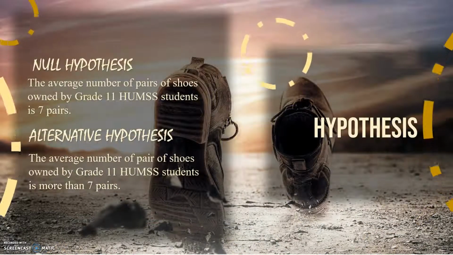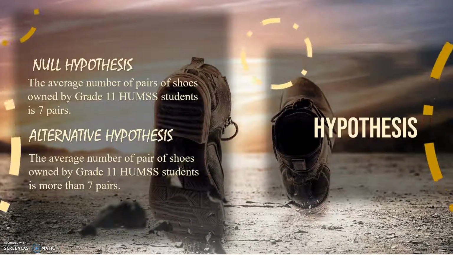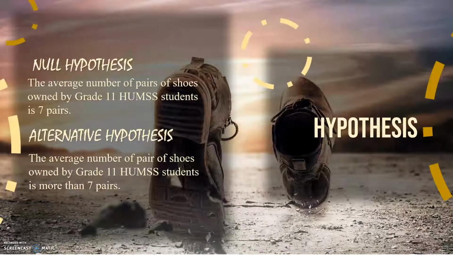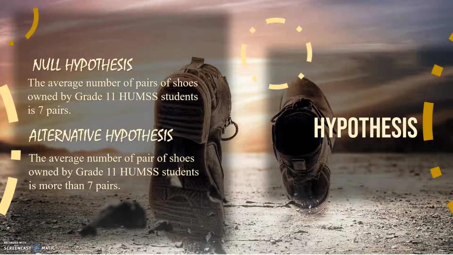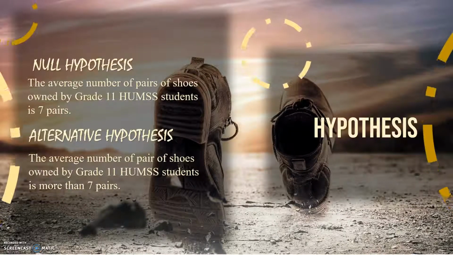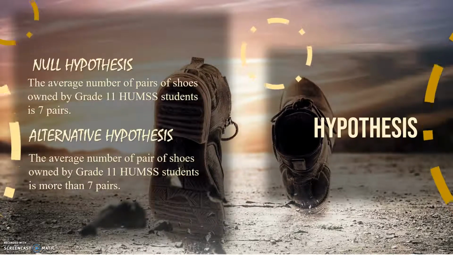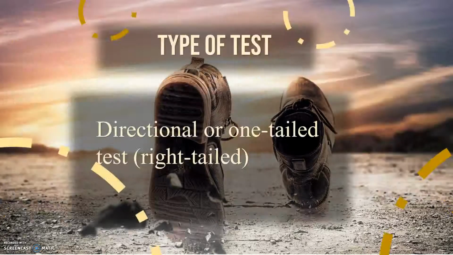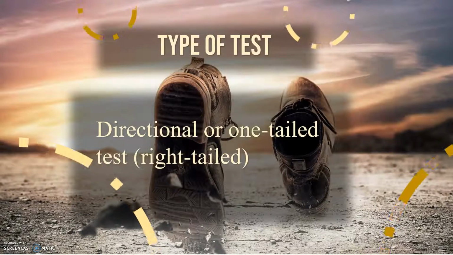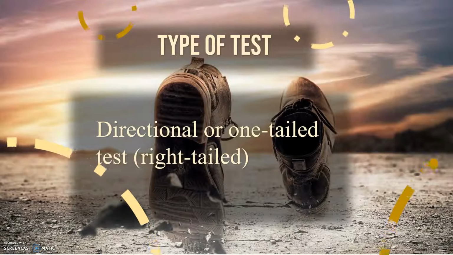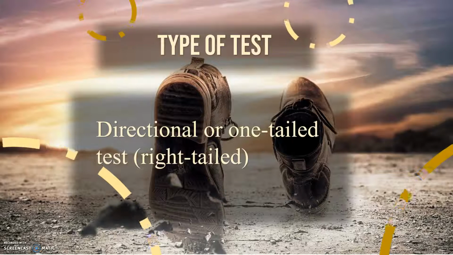Now, for the hypothesis, the null hypothesis would be the average number of pairs of shoes owned by grade 11 UMS students is 7 pairs. Now, for the alternative hypothesis, the average number of pairs of shoes owned by grade 11 UMS students is more than 7 pairs. The type of test: directional or one-tailed test, or right-tailed test, since we mentioned more than 7 pairs.